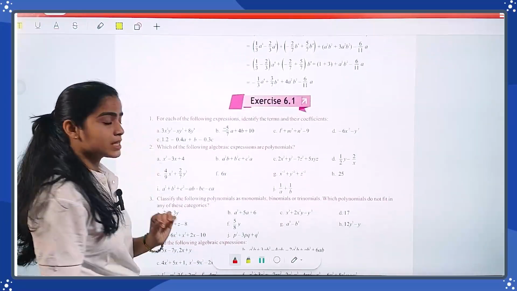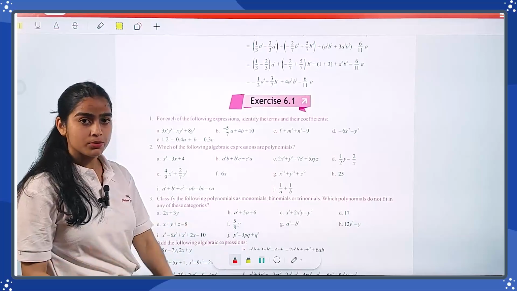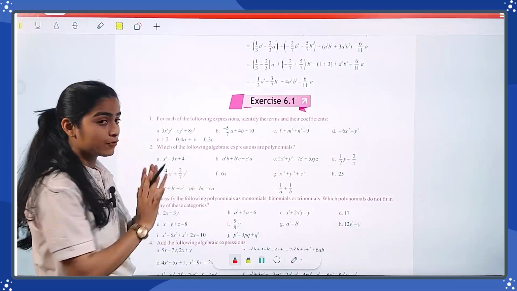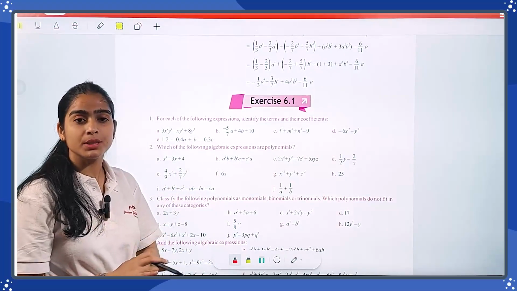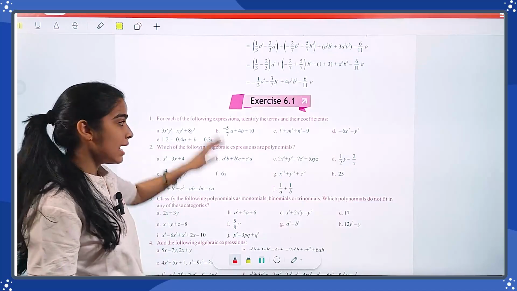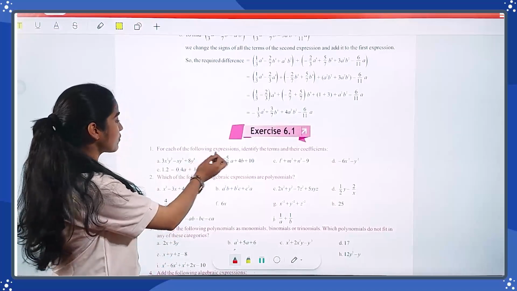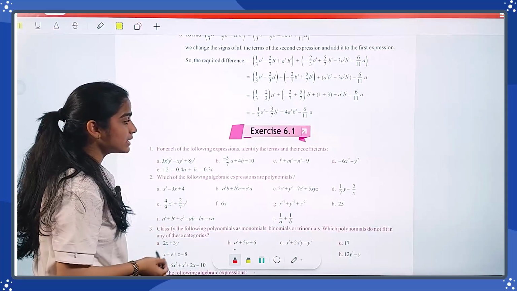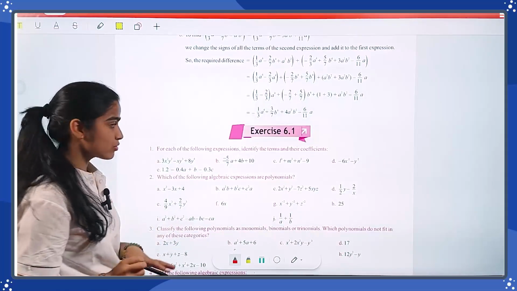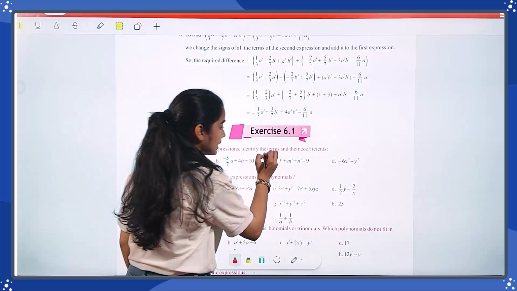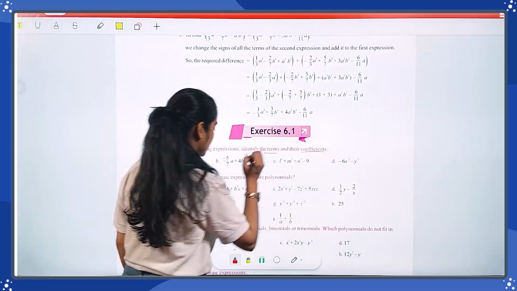Now we have exercise 6.1. So I hope the examples are clear to you. If not, it means you have to repeat the example one more time and then come back to exercise 6.1. For each of the following expressions, identify the terms and their coefficients. So in this question, we just have to find out the terms and the coefficients.